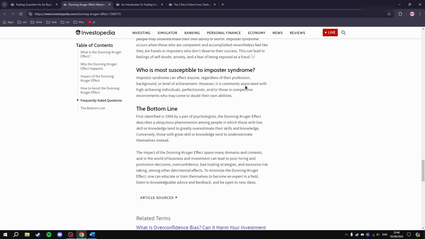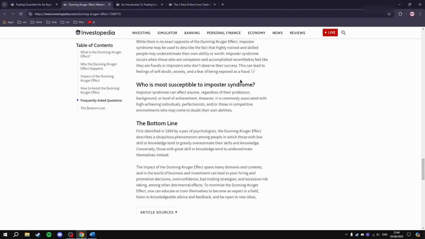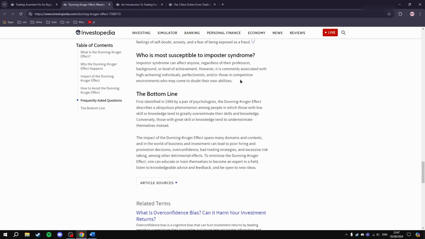That's interesting. I did not know that's called imposter syndrome. Or I did not know imposter syndrome was described like that. Okay, so who's the most susceptible to imposter syndrome?